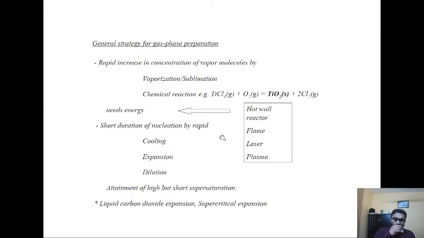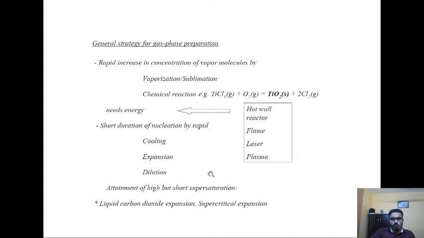And after that we require nucleation. It is done in a short duration by rapid cooling, expansion and dilution. Here the supersaturation is attained, but it is very short.